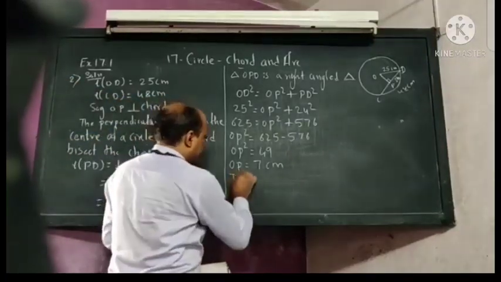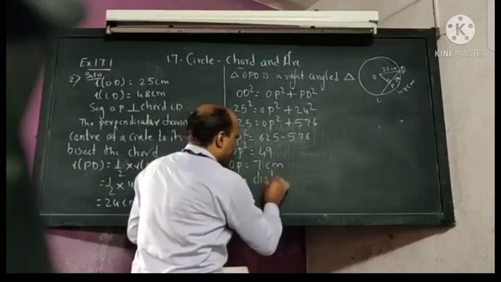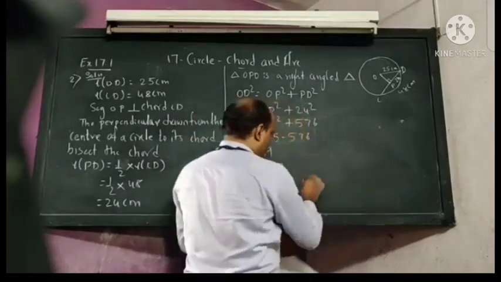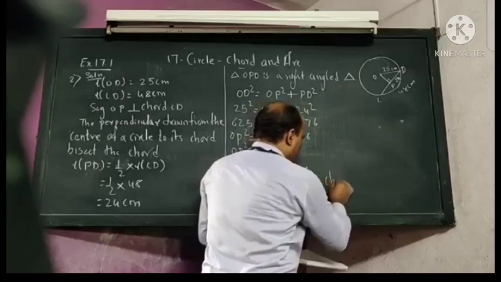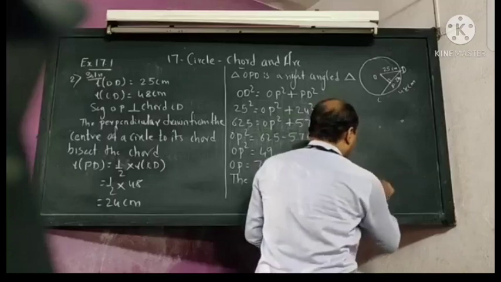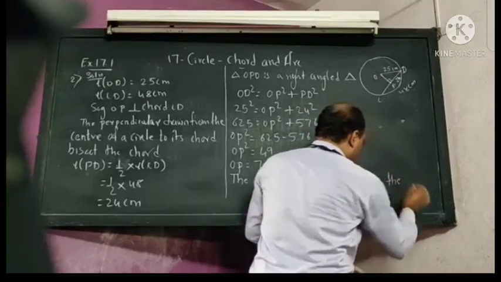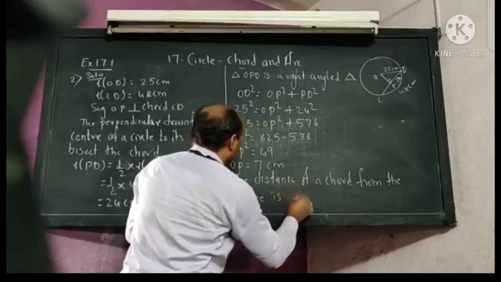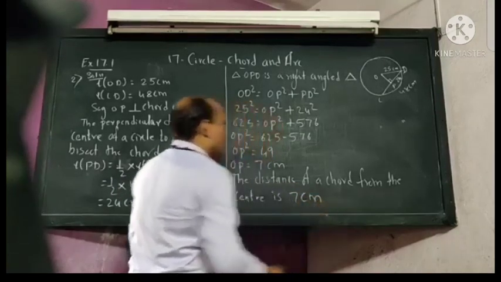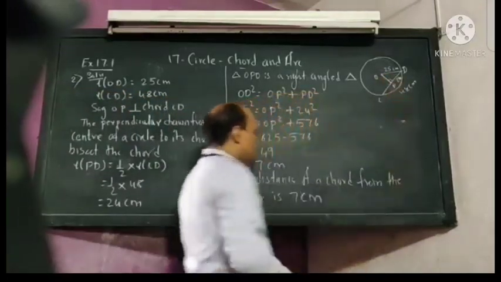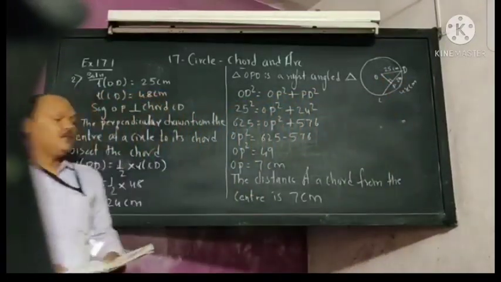That is the perfect chord from the center is 7 centimeter. The distance of the chord from the center is how much? 7 centimeter. That is the value of OP, 7 centimeter. I hope all of you understood. This was the second sum.